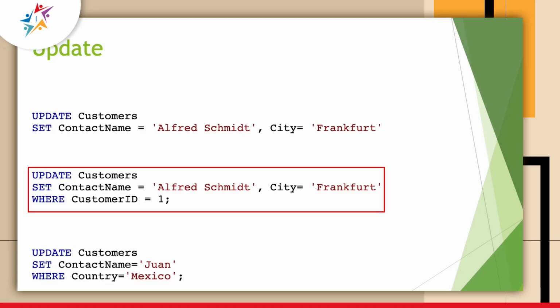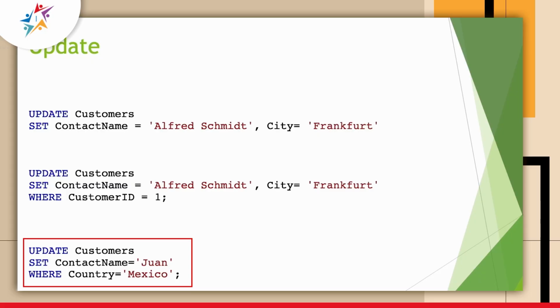Now if you want to do a selective update, what do you do? Well, here it comes. So here is the second syntax. Update customers set contact name equal to Alfred Smith, comma, city equal to Frankfurt, where customer ID equal to 1. Write in the comment box, guys, what is the output of this particular query that you are seeing on the screen.